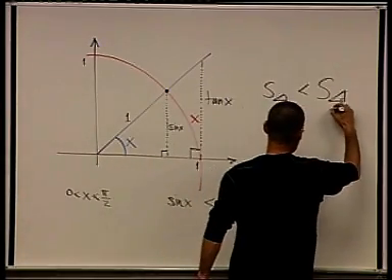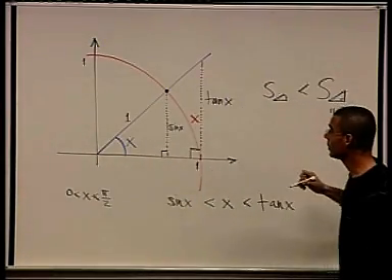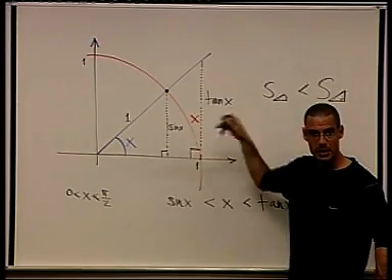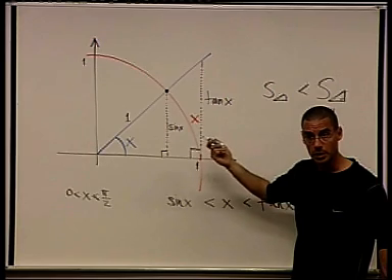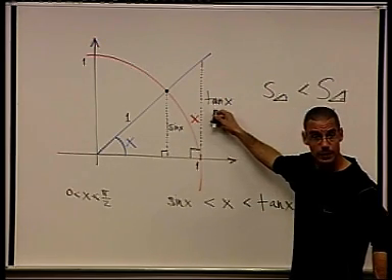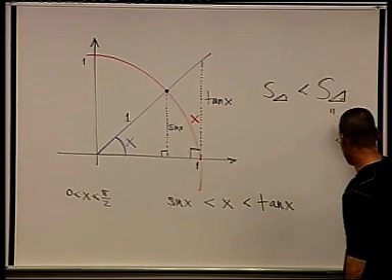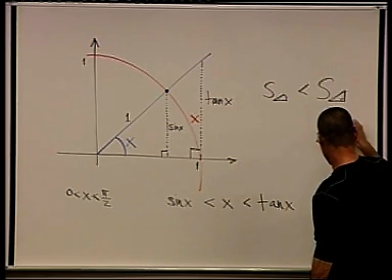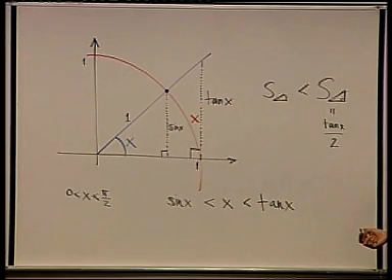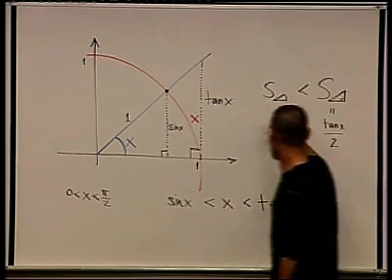What's the size of this triangle? Well, the size of a triangle is the base times the height divided by 2, right? The base is 1, the height is tan x, divided by 2. So the size of the big triangle is tan x over 2. Do you agree?